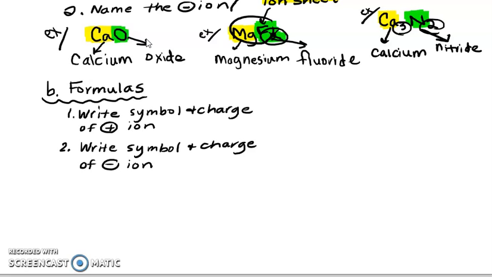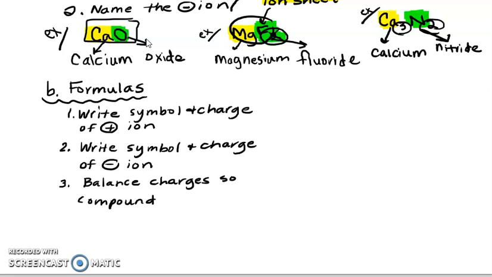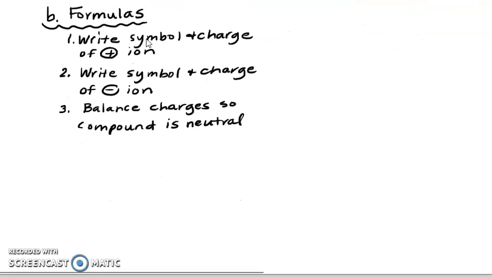And here's the part that's a little tricky. You may remember, looking back at these examples from last time, that sometimes there are little numbers and sometimes there aren't. You're going to have to figure that out in the third step. We're going to do something called balancing the charges. So we're going to balance the charges so the compound is neutral. And we'll talk about that. Balance the charges so the compound is neutral. So those are our three steps we're going to be using to write formulas.